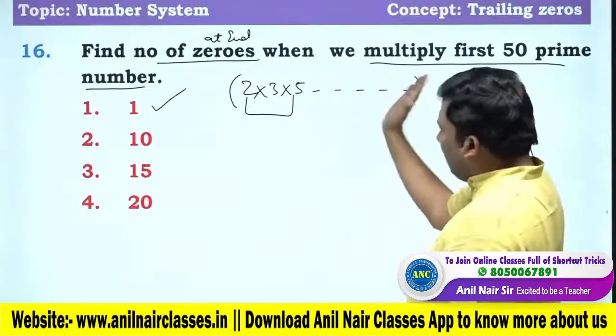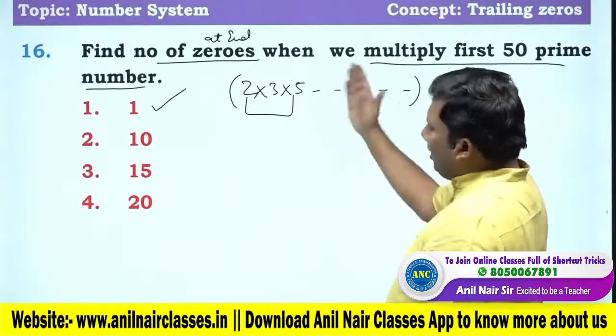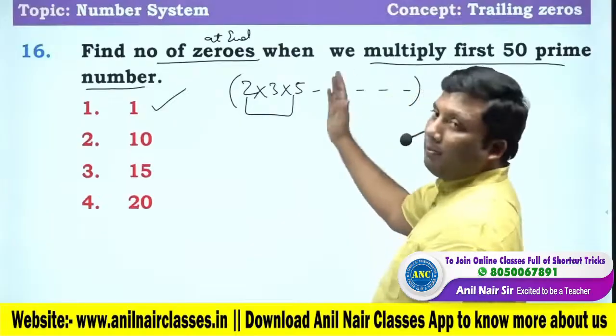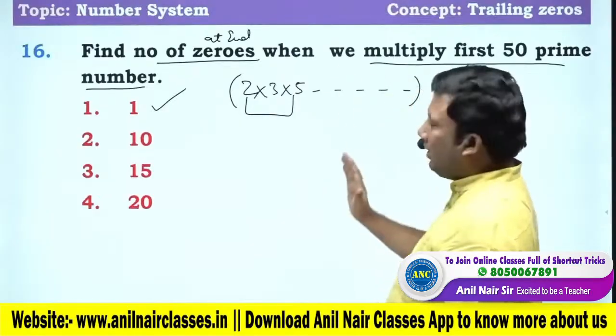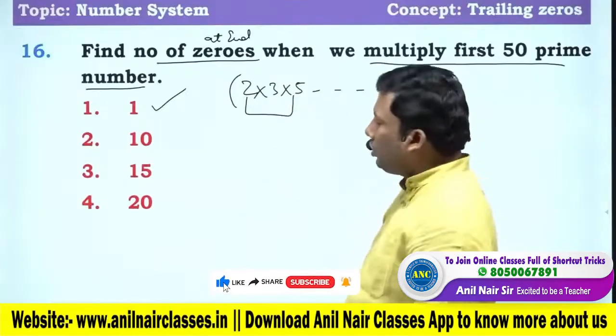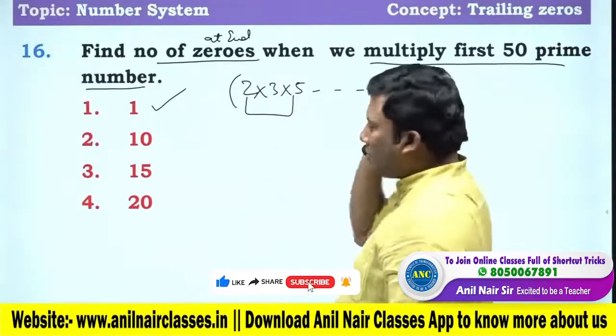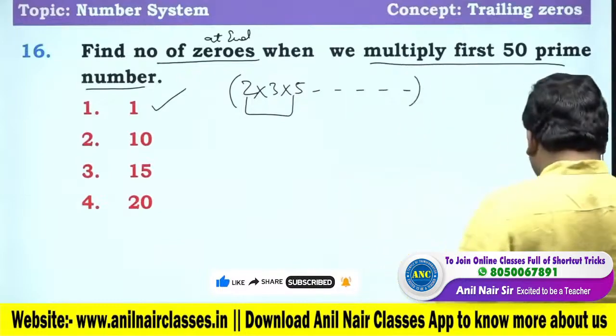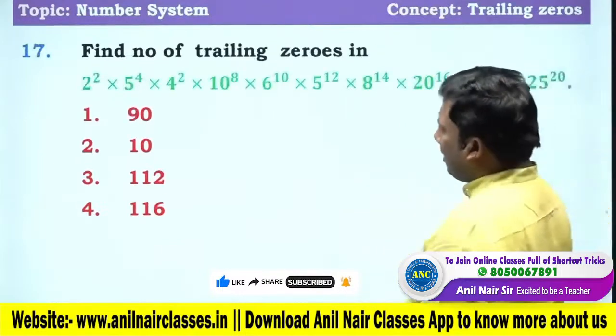Rest all the numbers, there are no numbers which are divisible by 5 and are prime, right? I hope it is clear. There are no even numbers other than 2 which are prime numbers, 2 into 5. So only one 0 will be there. Next one, another question, sir.